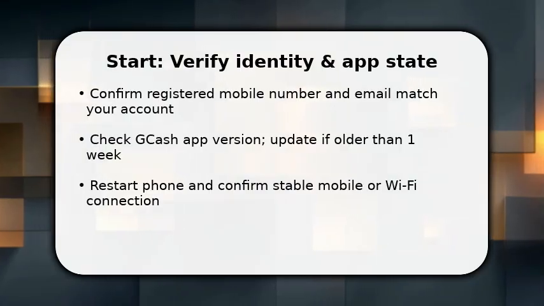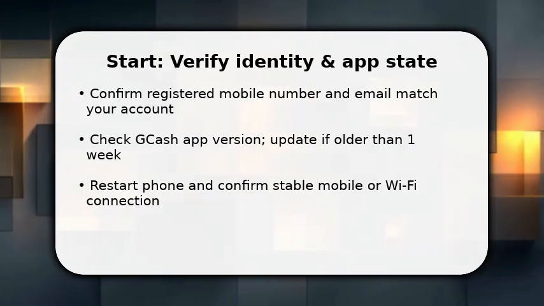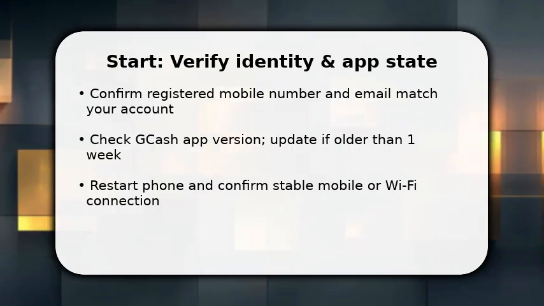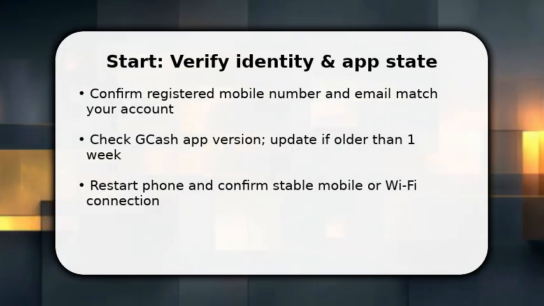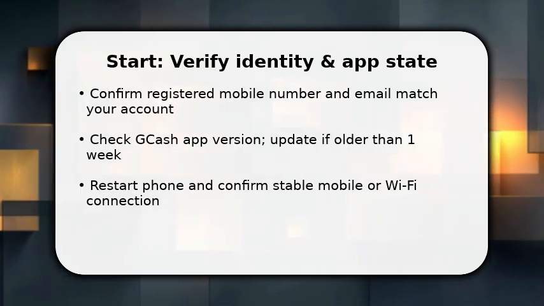You begin by proving the basics fast. Confirm the mobile number and email on your account match what you remember, because mismatches trigger access denial. Once done, open the App Store and update Gcash if it's outdated. Older builds often fail authentication.